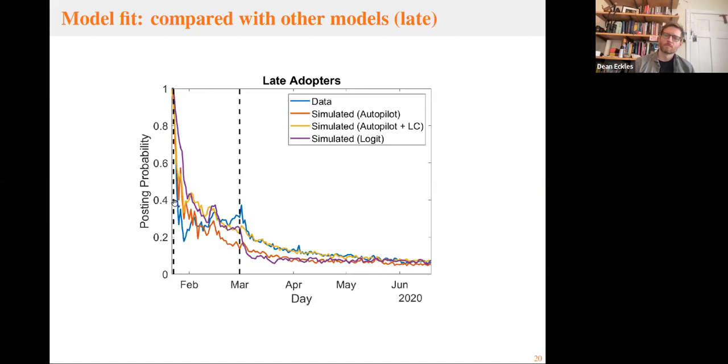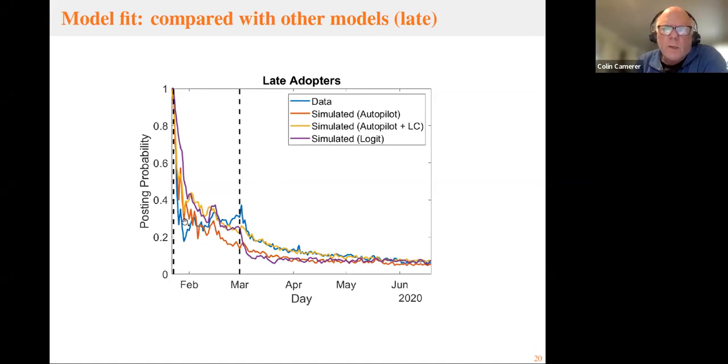Again, here, the late adopters, you've seen the data before, that's in the blue. The puzzle of this is this slight upward drift and then a convergence downward. And the logit does okay. It picks up a drift in the middle, but most of the models just go down, down, down. They don't really get the main feature of the data, which is this upward drift.